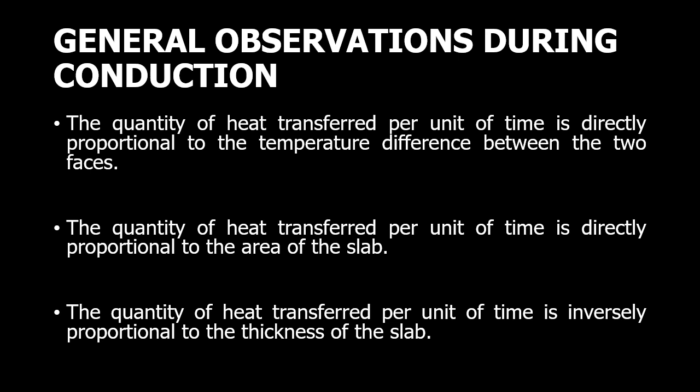So first, the quantity of heat transferred per unit of time is directly proportional to the temperature difference between the two phases. So let's say we have a phase here and a phase here connected by a slab. So this would be our diagram. So second observation, the quantity of heat transferred per unit of time is directly proportional to the area of the slab. And lastly, the quantity of heat transferred per unit of time is inversely proportional to the thickness of the slab.